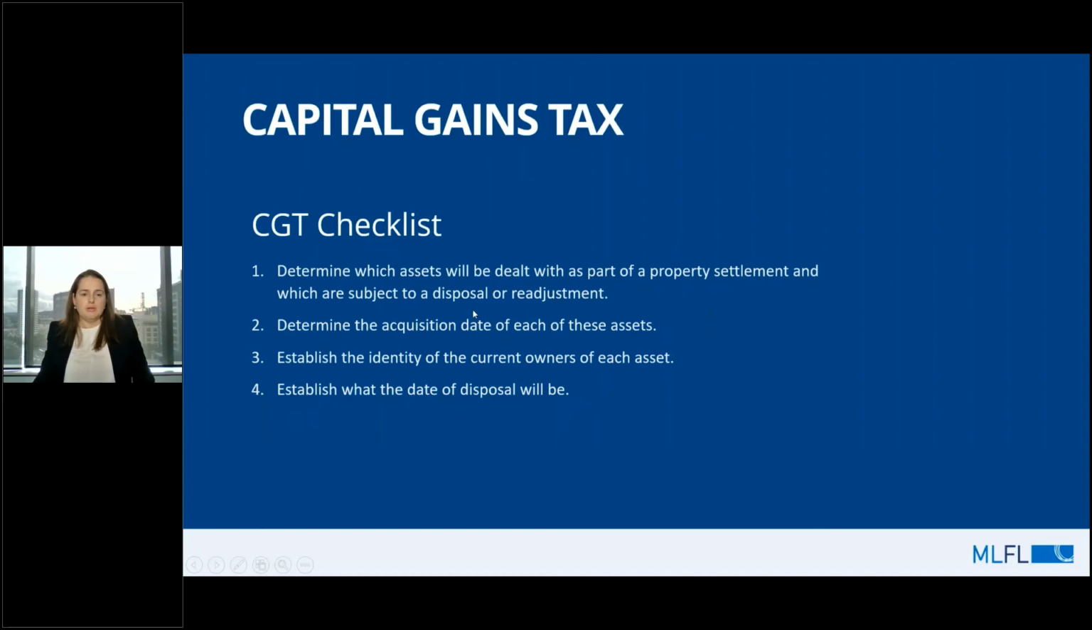And we will often talk to accountants in relation to the relevant CGT calculations. However, I've put up the CGT checklist for you. So we need to determine which assets will be dealt with as part of the property settlement and which are subject to a disposal or readjustment in the transactions in the property settlement. It's necessary to determine the acquisition date of each of the individual assets that are subject to the property settlement transactions, establish the identity of the current owner of each of those assets, and establish what the date of disposal will be. And that will generally be the date of an order, or sometimes it could be a specified time period such as 60 days from the date of the order, for example.